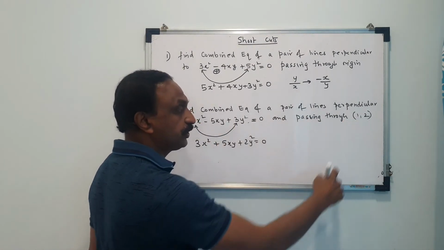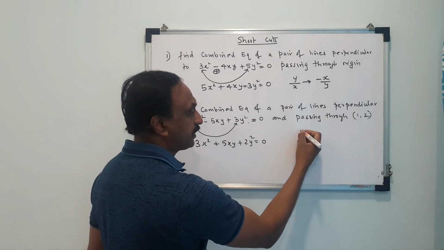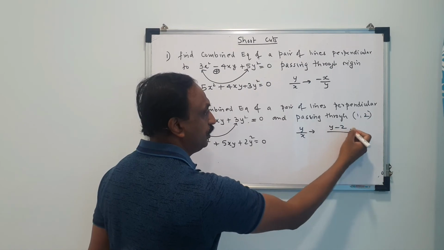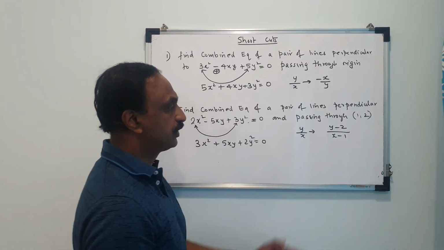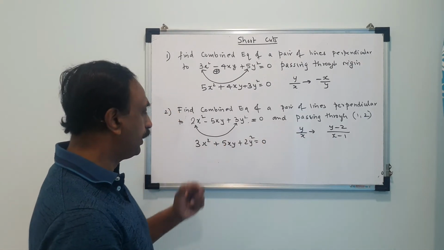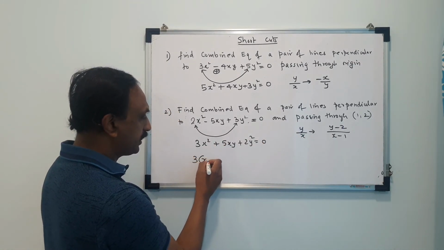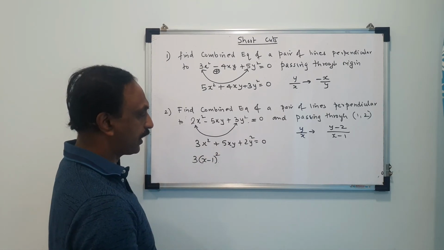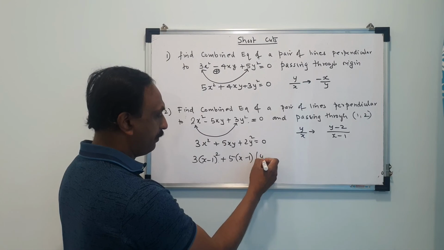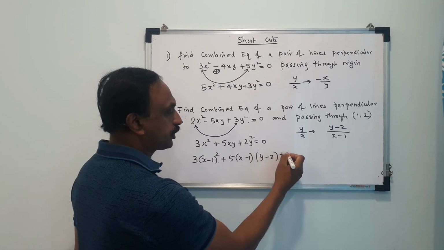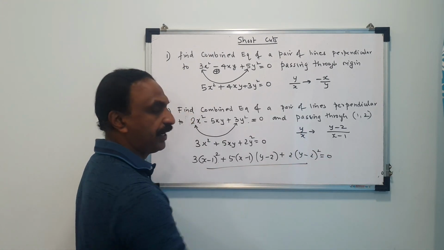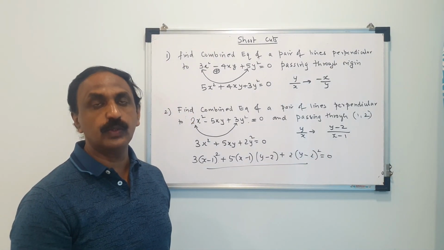Now the line is passing through (1, 2). So you know that y by x is the slope. But now the y will become y minus 2 and x will become x minus 1. So in place of y, we need to put y minus 2. In place of x, you need to put x minus 1. So your answer is 3 times (x minus 1) the whole square plus 5 into (x minus 1) into (y minus 2) plus 2 into (y minus 2) the whole square equal to 0. So in 1 second, you can give the answer.